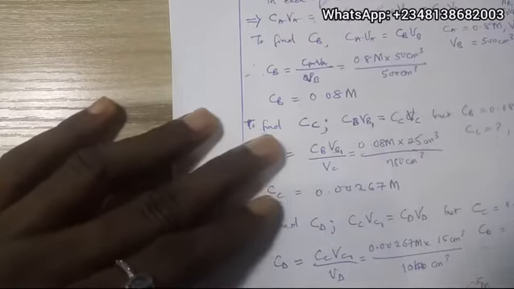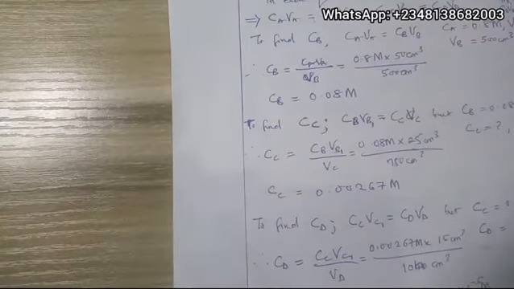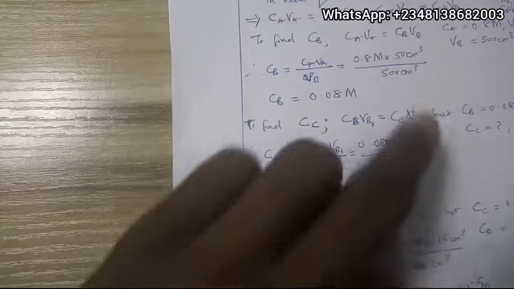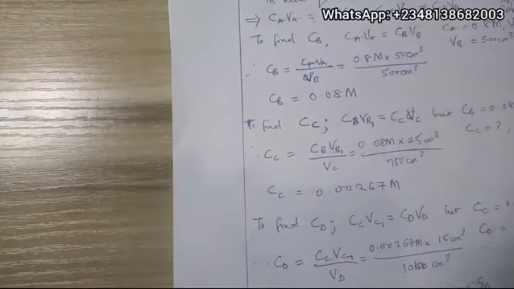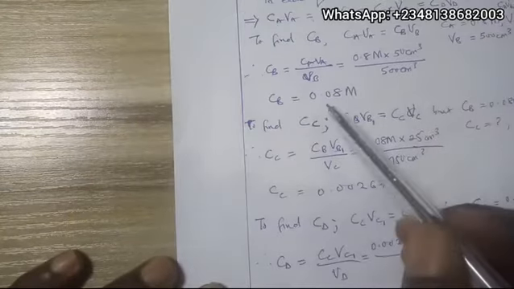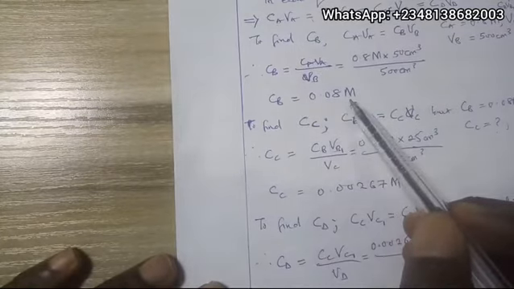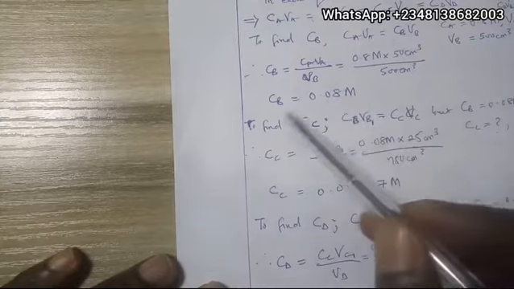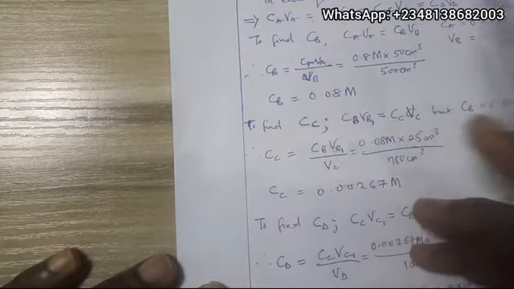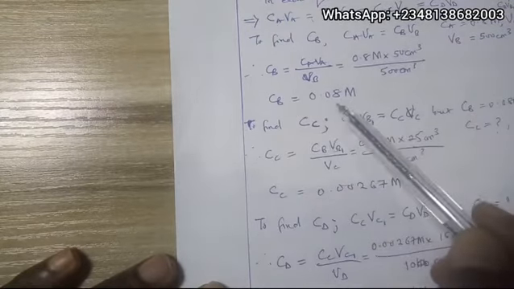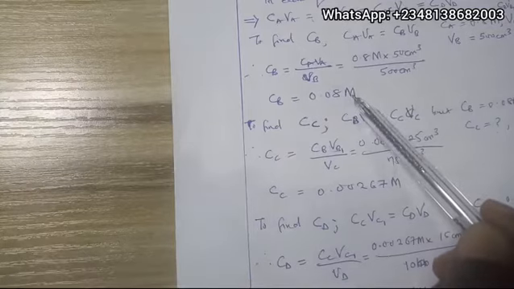If you notice, I didn't bother converting the cm cube to dm cube because the cm cube will cancel the other cm cube. So no need wasting time trying to convert it because they will cancel each other. So having done that, we now arrive at 0.08 mole per dm cube. So the concentration of the solution B is 0.08 mole per dm cube.